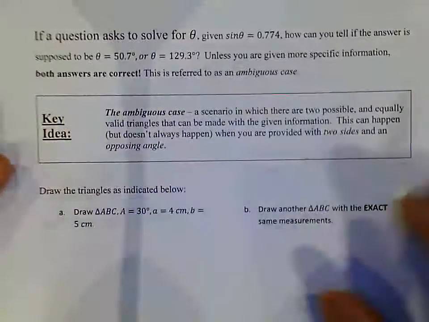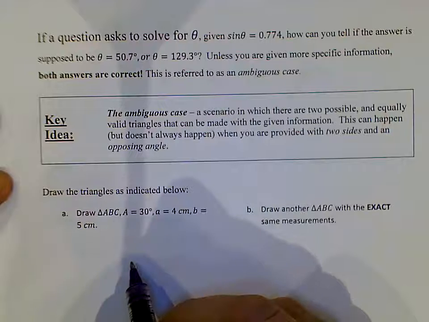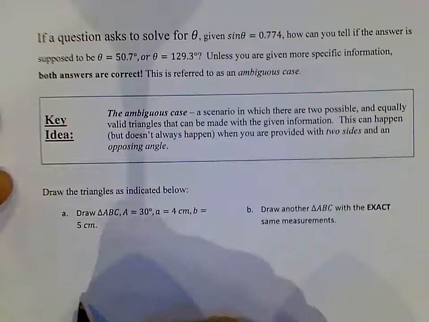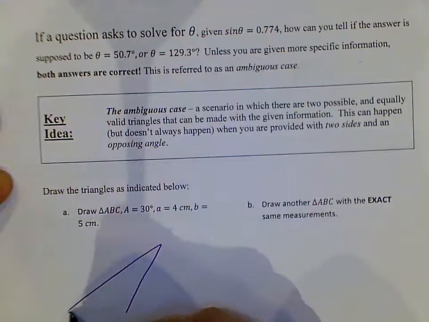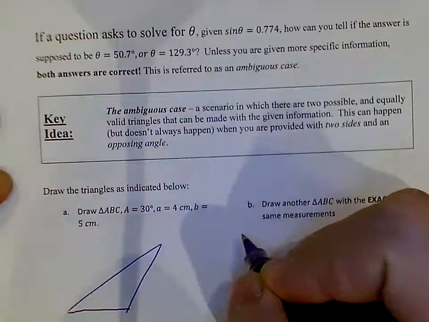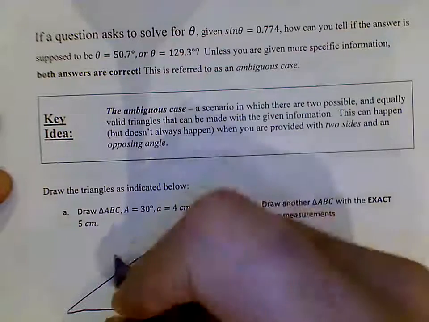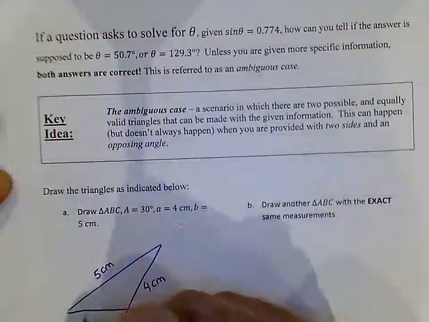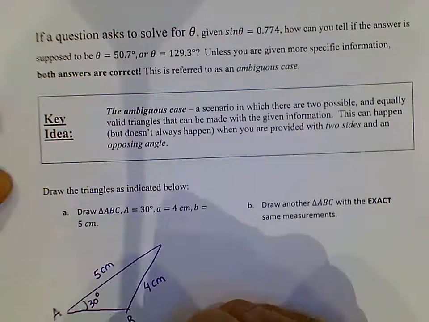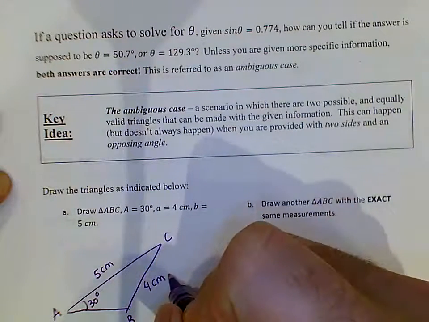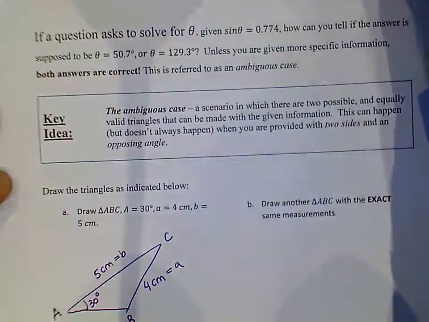So let's take a look at this, for example. I can draw just this triangle right here that has a side length of 4 centimeters. This could be 5 centimeters, and this could be my 30 degrees. So there's A, there's B, this could be C, and this is side B, and this is side A.